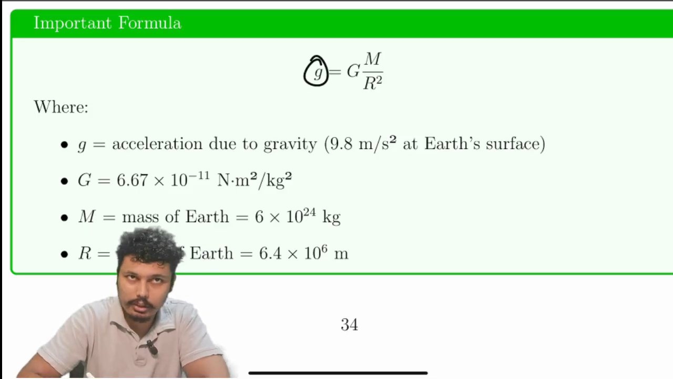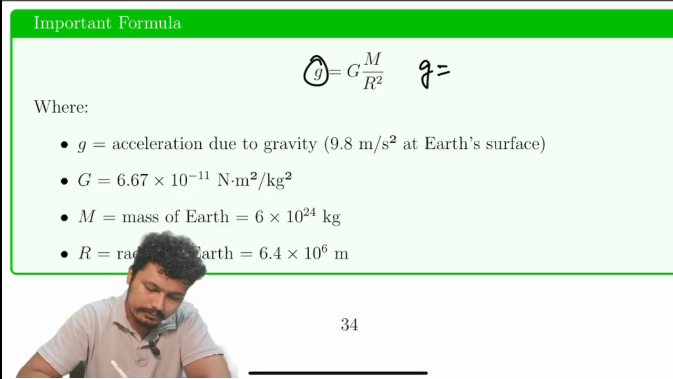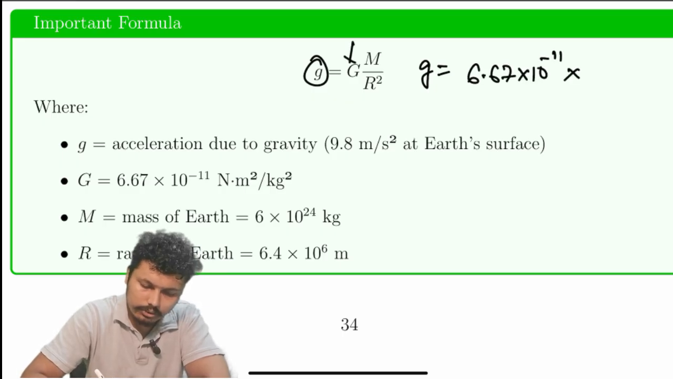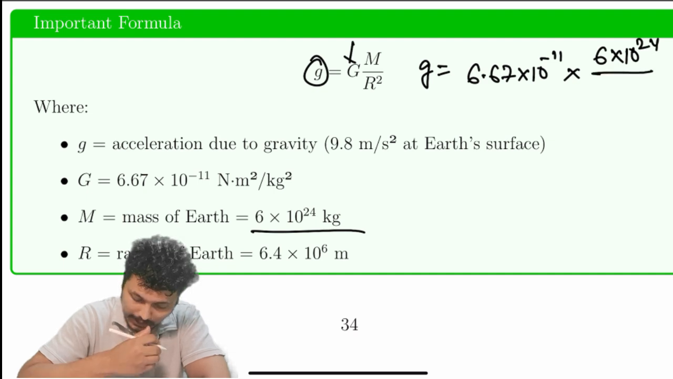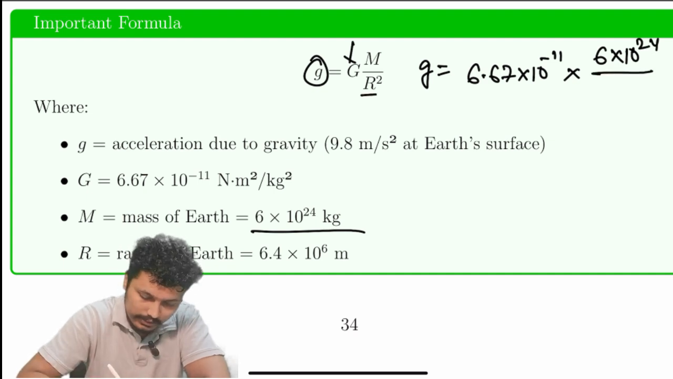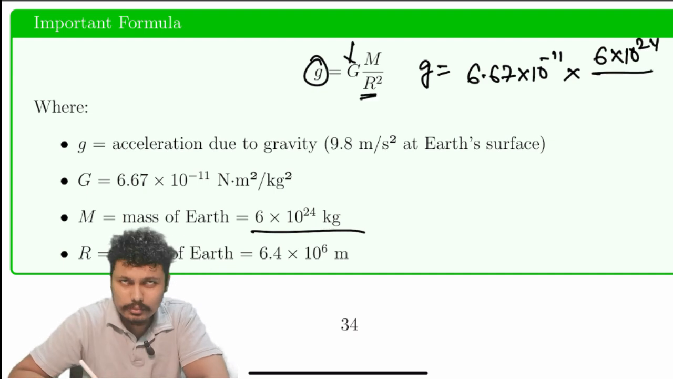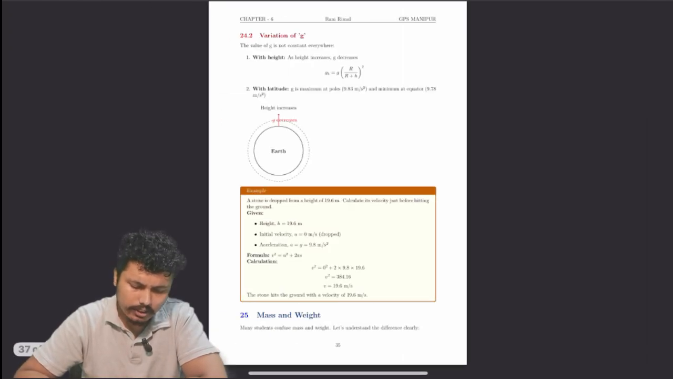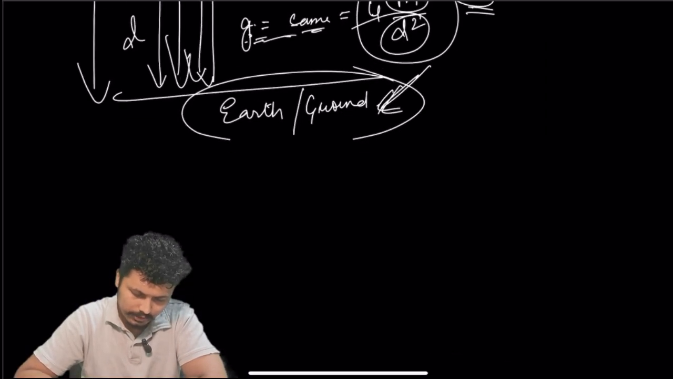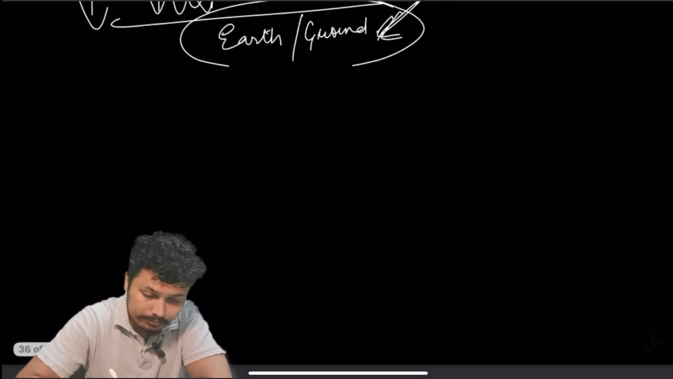Now, what will be the g value? I can calculate g as capital G, 6.67 into 10 to the power minus 11, into M, the mass of the earth, which is 6 into 10 to the power 24. It's very big. And what is the radius of the earth? R is the radius of the earth. Sir, d is the distance between the two objects, right? So why the radius of the earth? I'll explain.